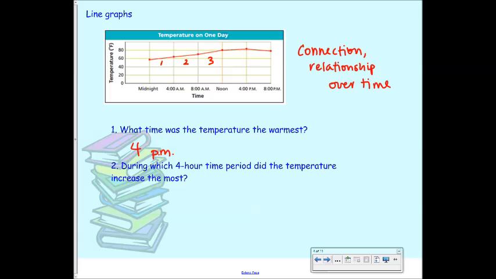It looks like it's going from about how many degrees? What's between 60 and 80? 70, so it looks like it's going about from 70 up to what? 80, so how much of an increase is that? 10 degrees. From here, what's it at here? 60. Is it right at 60? No. It's a little bit above there, maybe 62. So is that bigger or smaller? Smaller increase. So what's our biggest increase then? 3. Yep, interval 3. So the answer to that question would be from 8 a.m. to noon. Right?